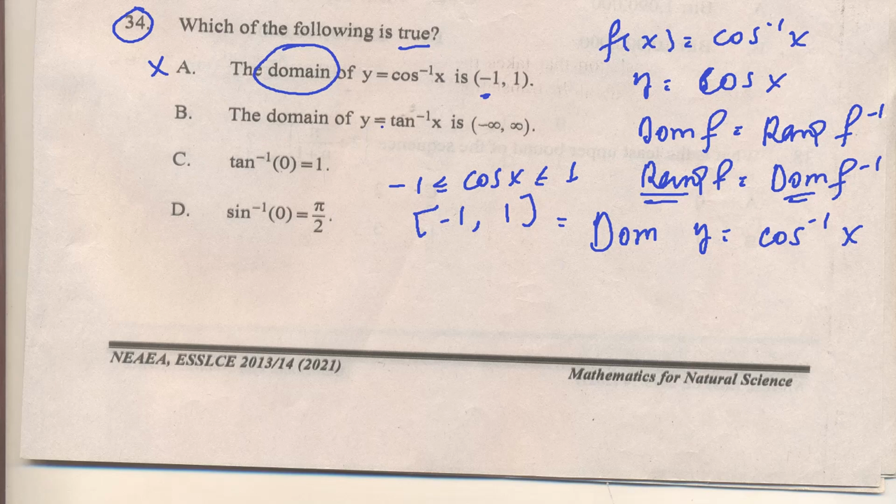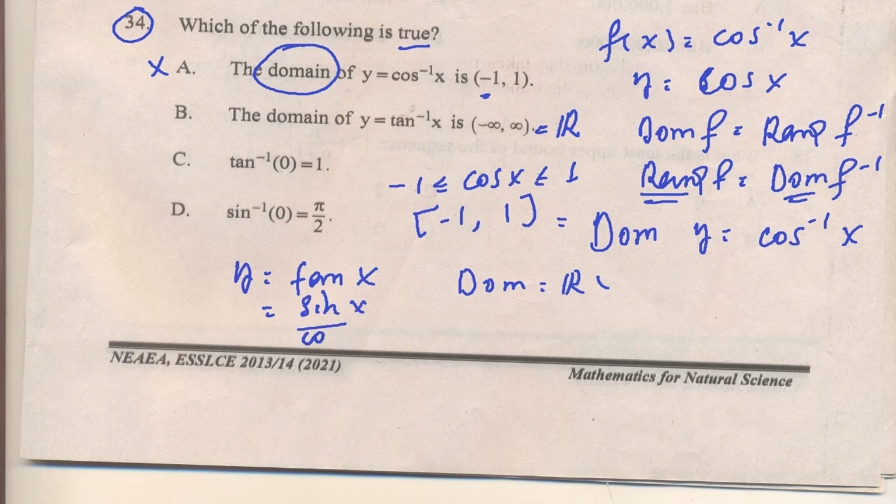B, the domain of y is equals to tan inverse of x is from -infinity up to infinity. This is the set of all real numbers. As you remember, y is equals to tan of x, the domain is the set of all real numbers except those real numbers which make the cosine, the denominator, zero, since tangent is sine over cosine of x. That is, minus the set of all x's which make cosine of x is equals to 0. What does this mean?